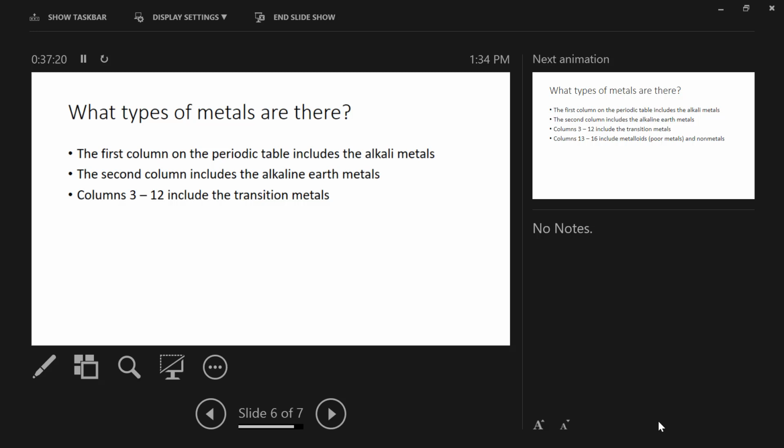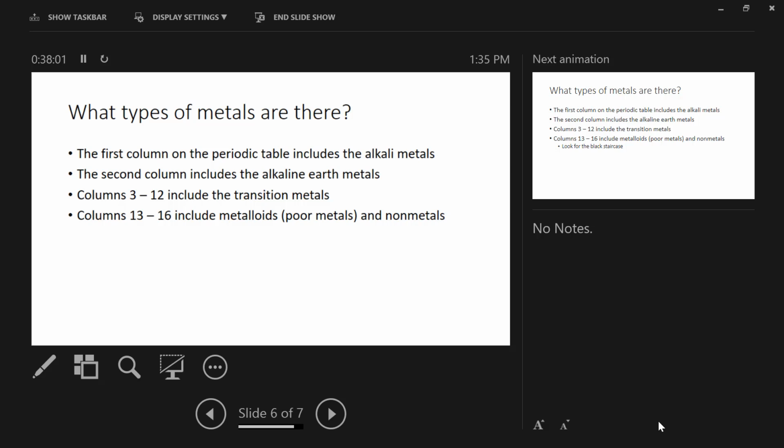Columns 3 through 12. These are the transition metals. And these are metals that are starting to not behave so metal-like. They maybe aren't as good conductors of electricity as the alkali and the alkaline earth metals. Or they aren't as good of conductors of heat. Maybe aren't as reactive with oxygen. Okay. But they're very clearly metals. Now, columns 13 through 16.